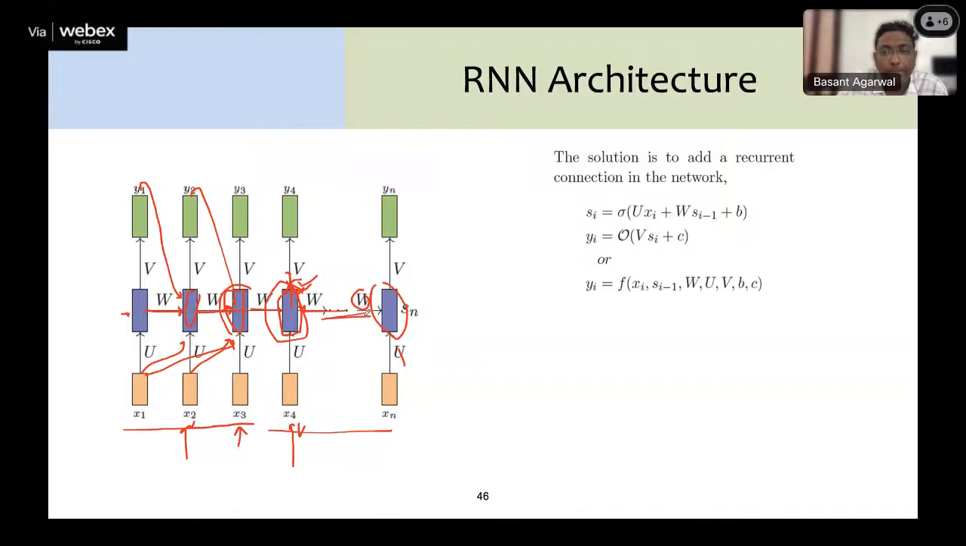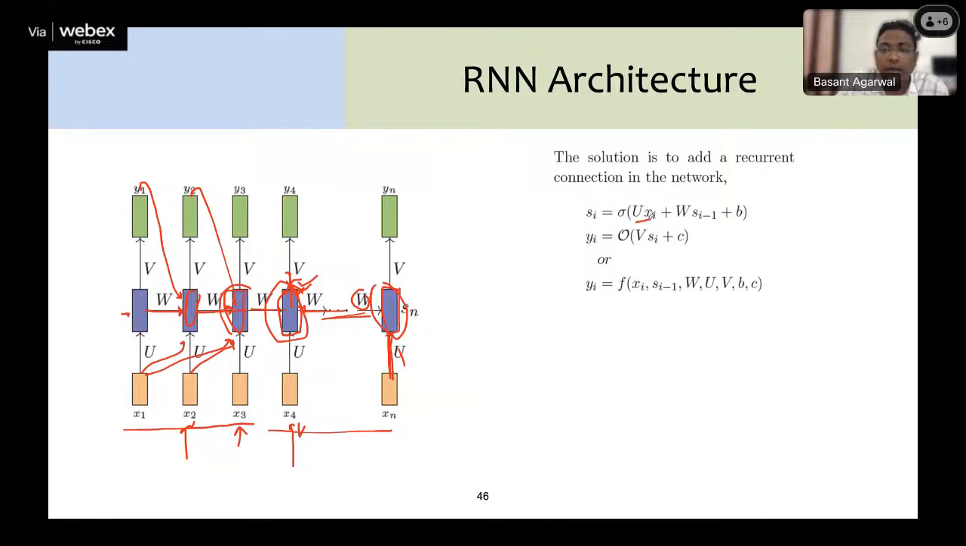Okay, and we can write this equation now at any moment of timestamp t, let's say this. So now there are connections between the input layer and hidden layer.